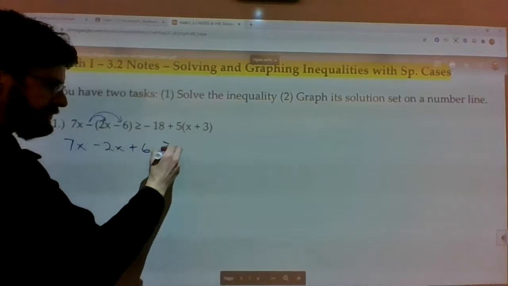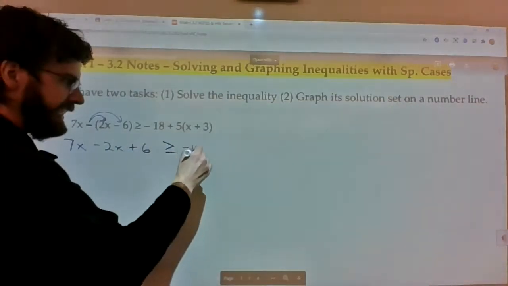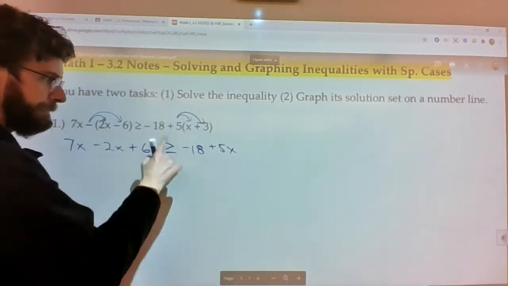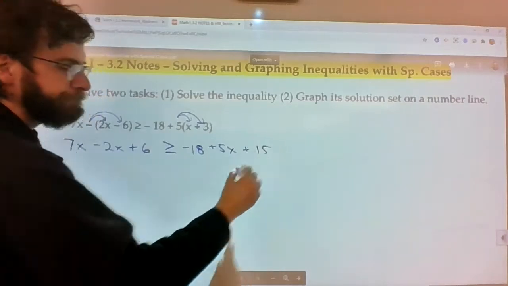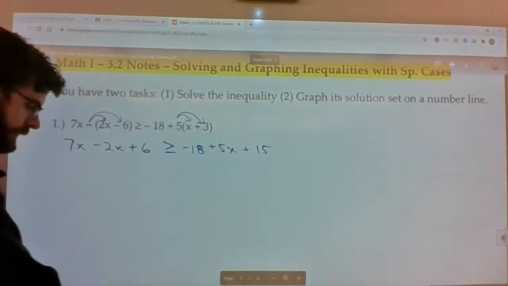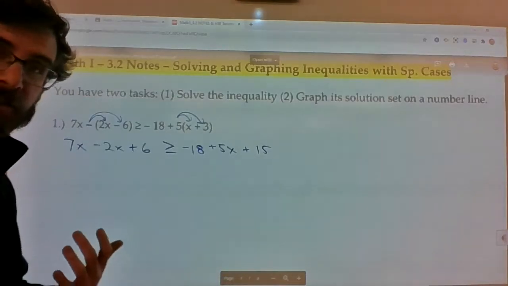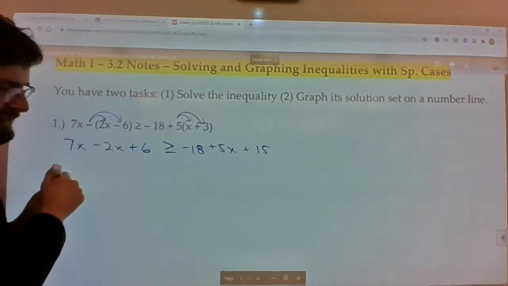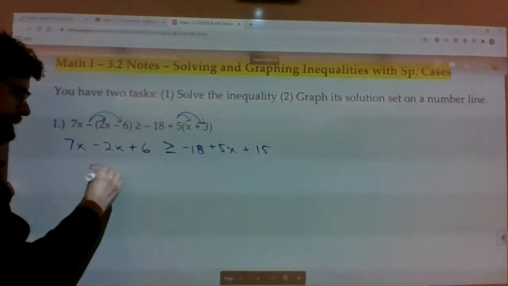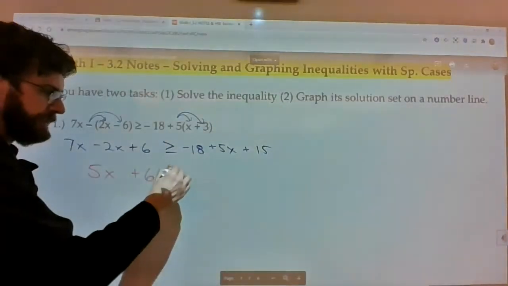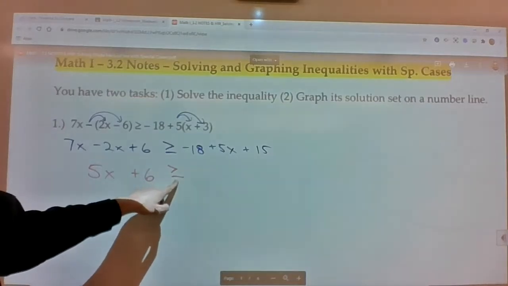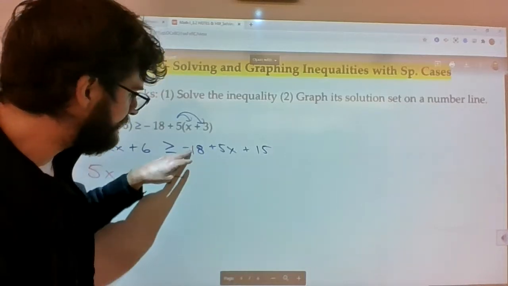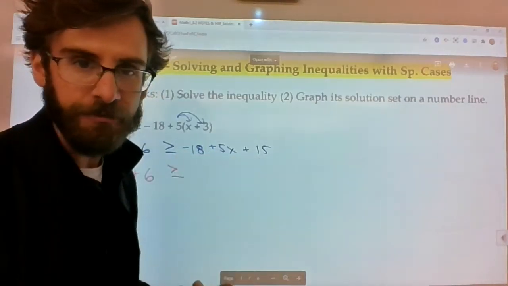The greater than or equal to symbol stays. Here, the negative 18 isn't being applied only through addition. 5 times x, 5x. 5 times 3, positive means it's a positive 15. Now this is the part where you guys are thinking, hey, the commutative property means same side, same sign. So don't change the sign. It's going to be 7x minus 2x, 5x plus 6. And we're comparing that with the greater than or equal to symbol with same side, then you do the same sign of what you see. So negative 18 plus 15 is going to be negative 3.